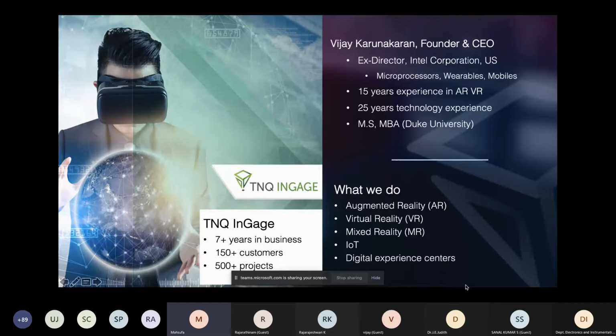Duke University. On a lighter side, he also co-founded two restaurants in India while in college, managed them for 3 years, and engineered a successful exit by selling the restaurants before pursuing higher education in the US. It is a great honor for me to welcome Mr. Vijay Karunakaran to light our knowledge on AR and VR in medical sciences.